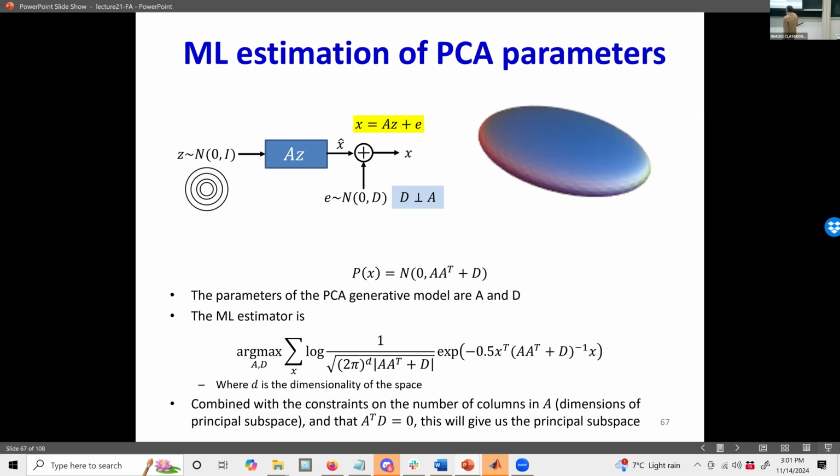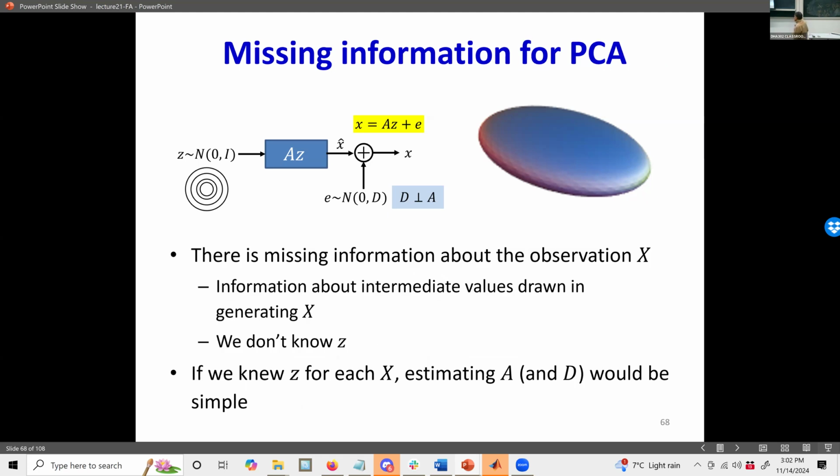And so once you do that, you can actually write the probability distribution for X. If you have a collection of data points, you can write out the log likelihood for each of the data instances. But trying to solve this in closed form is going to be impossible because, as always, it has the log of the variance, AA transpose plus D. It's kind of ugly. It's not going to be solvable.